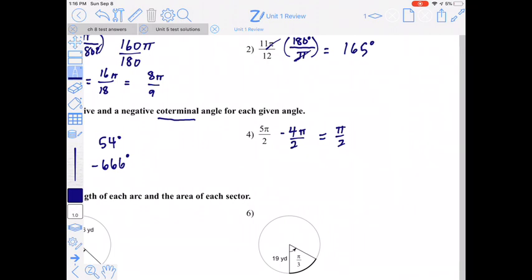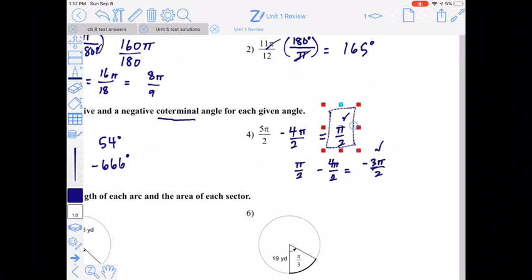And then if I want to subtract one more circle, because that's our positive coterminal angle right there, to get my negative, I would take pi over 2 and subtract another circle, which is 2 pi, but I'm going to call that 4 pi over 2. That's going to give me negative 3 pi over 2. So pi over 2 and negative 3 pi over 2.